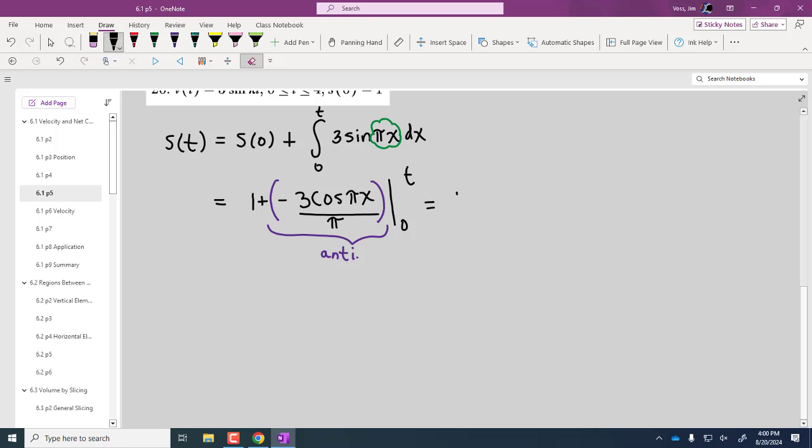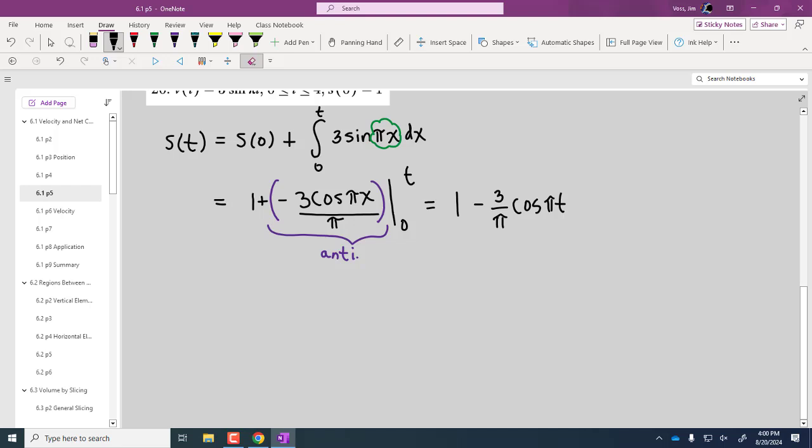So we've got the 1. Now we take our antiderivative, and we're going to plug in the t. So we're going to get minus, I'm going to put the constants together, so minus 3 over pi, cosine of pi times t.